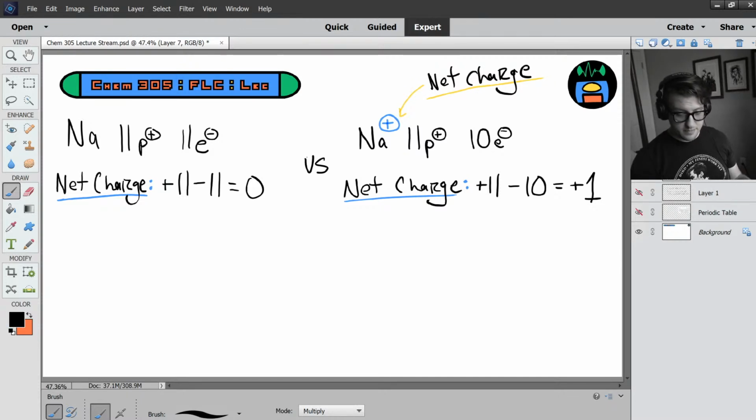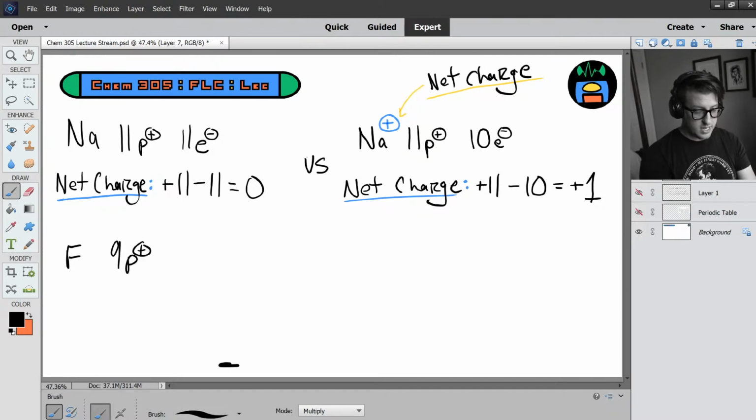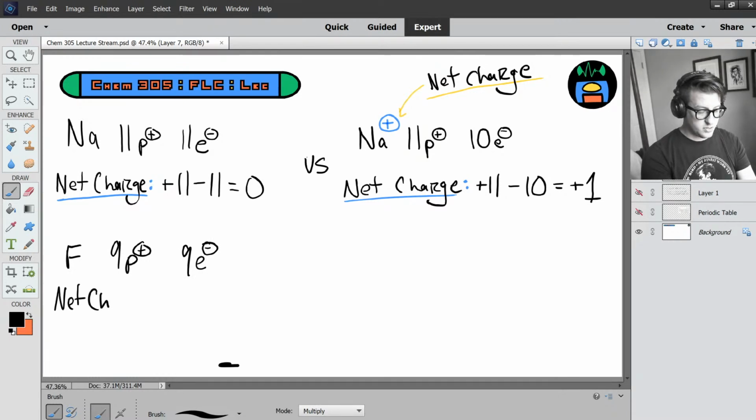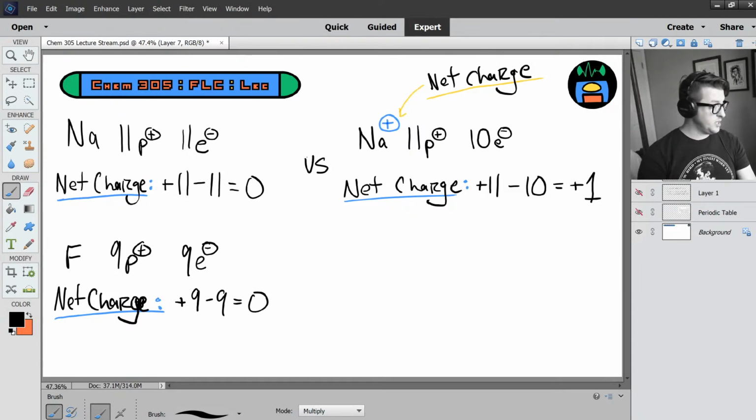All right. In a very similar example, let's take a look at an atom of fluorine. So fluorine has 9 protons and 9 electrons. And if we calculate the net charge, we have positive 9 for all of our protons. We have a negative 9 for all of our electrons. This has a net charge of 0.